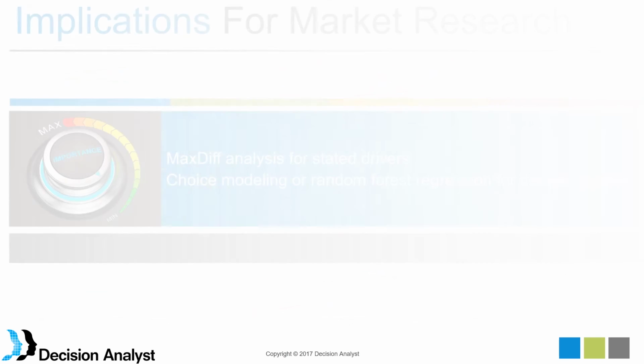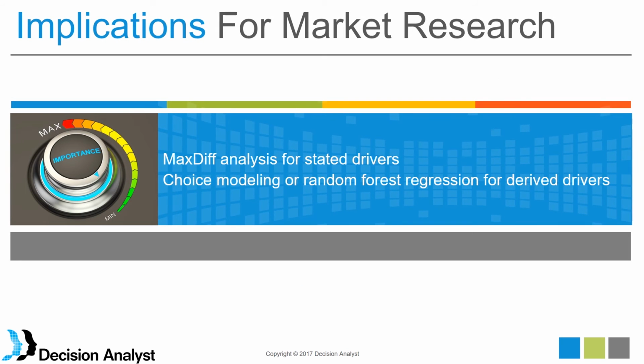So, our implications from market research. Out of everything we've talked about, what would be our recommendations? Well, for stated drivers, we recommend MaxDiff Analysis. This particular analysis really gets around those response style biases with ratings, the sort of modeling approach to that. It helps pull apart that stated importance.